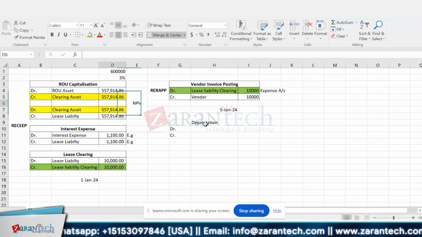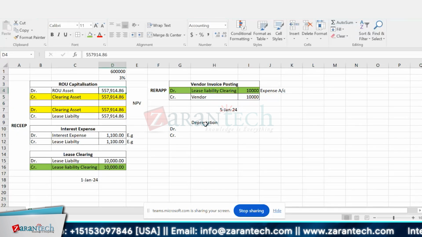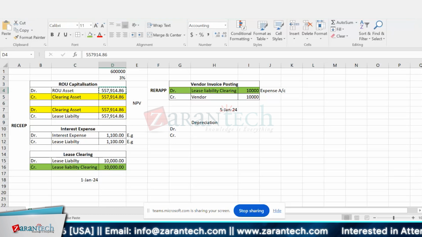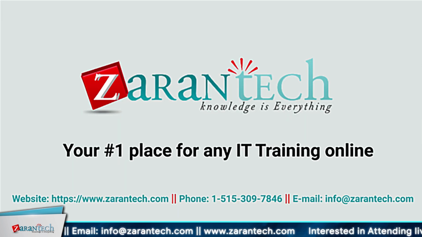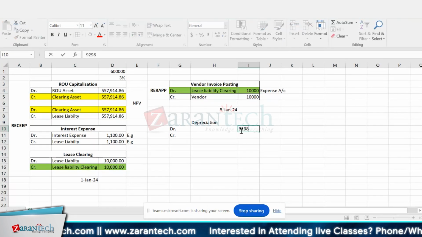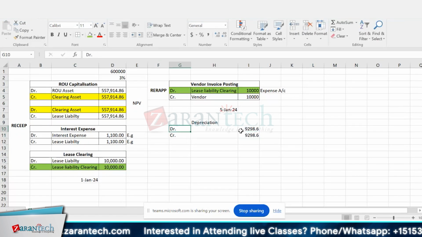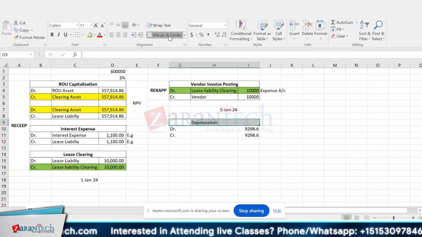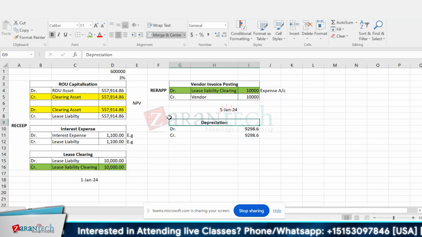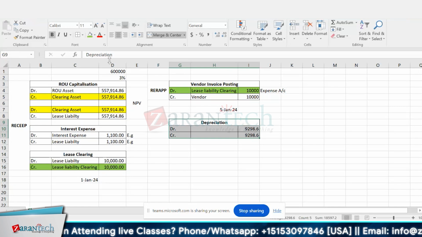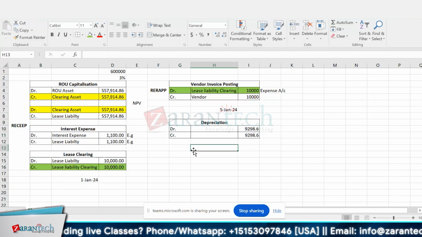Now depreciation has to be calculated: 557 divided by 60 because it's a straight line method, which gives 9298.6. Again, can someone tell me what the depreciation entries over here should be? Depreciation to ROU. Are you sure? Yes.